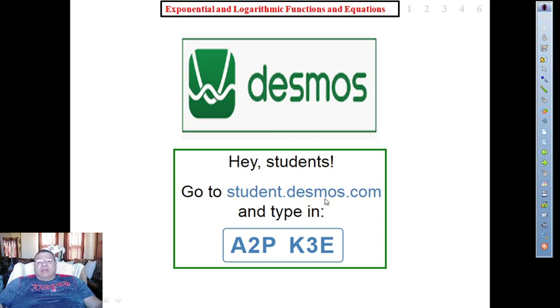In case you still haven't done the activity, once again, here's the Desmos code. You go to student.desmos.com, and the code is A2PK3E, and it doesn't have to be capitalized or spaced. And once again, you can go in there, and you don't even have to log in with your Google account. You can just say you don't want to log in, type in your name, and it should take you there.